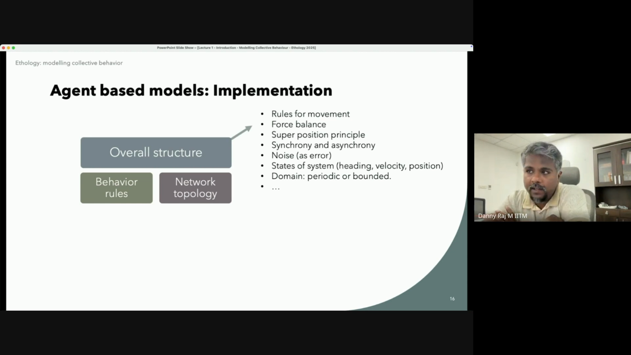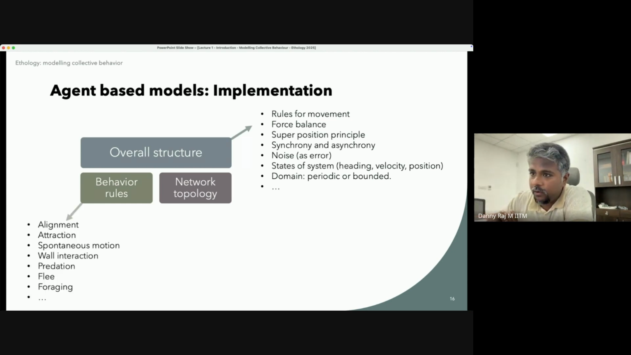Then let's move on. The next vertical that I have you look at is behavioral rules. What are the different behavioral rules of the physics of your system that dictate the dynamics that you observe? So we looked at alignment and attraction. Alignment is simple, right? They try to align. Attraction is they want to be close to their neighbors.